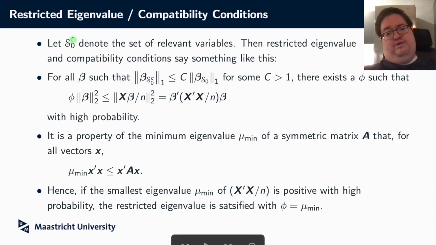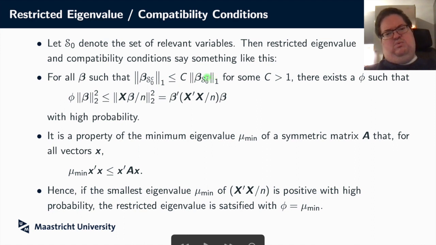Then for that set of variables, we can define a restricted eigenvalue or compatibility condition. I'm not going to go into the difference between the two. There are many variants. I will describe something which is sort of an intersection of all of these. So take all vectors beta for which the L1 norm of the complement of S0, so the L1 norm of all the irrelevant variables, is smaller than some constant c, where c should be larger than 1, times the L1 norm of the relevant variables.